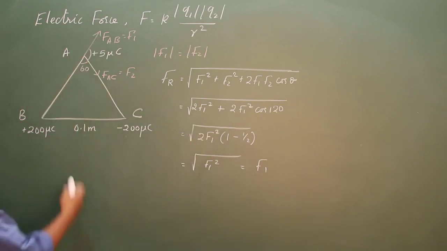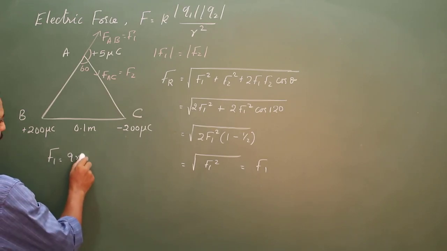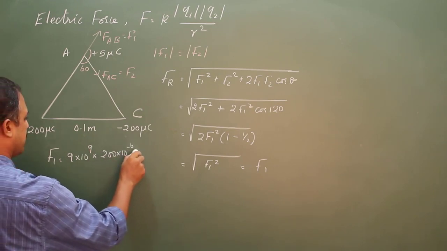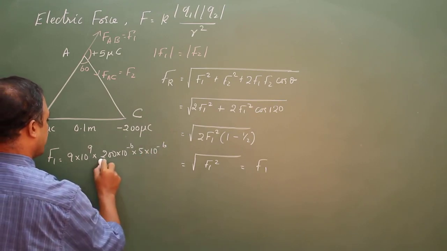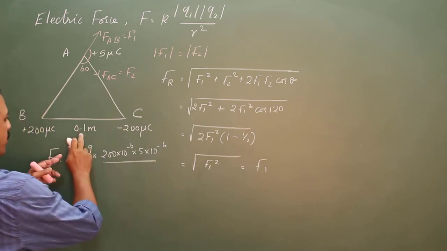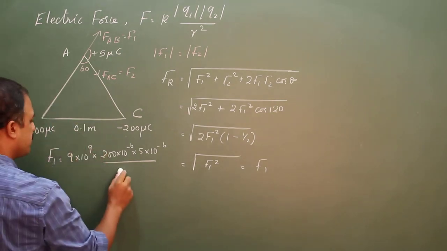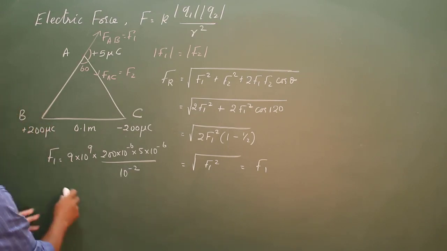So what is that force F1? So F1 is equal to K times, K is 9 into 10 to the power 9, Q1 which is 200 into 10 to the power minus 6, into Q2 which is 5 into 10 to the power minus 6, divided by R squared. 0.1 squared, 0.1 can be written as 10 power minus 1, so 10 power minus 1 squared, which is 10 to the power minus 2.